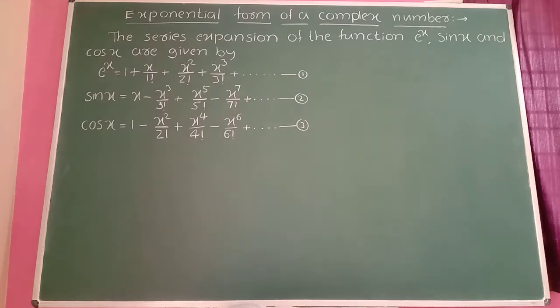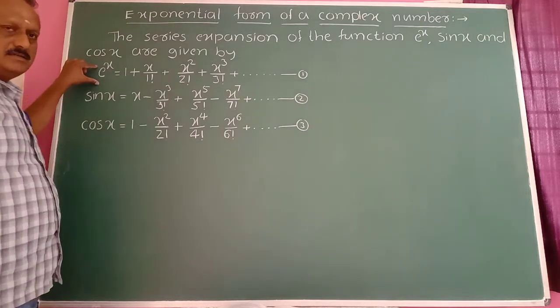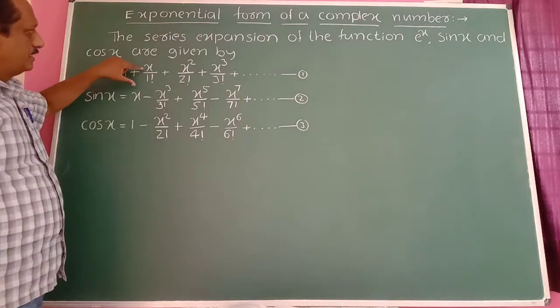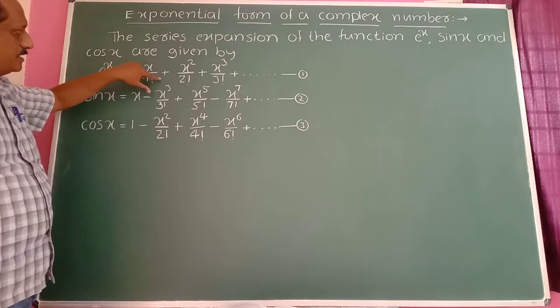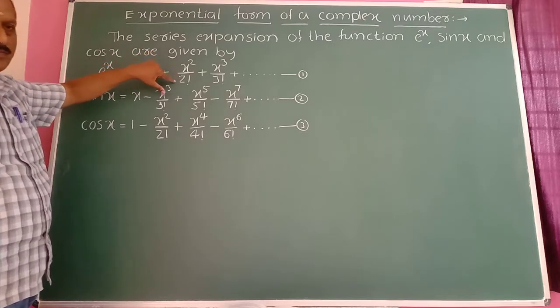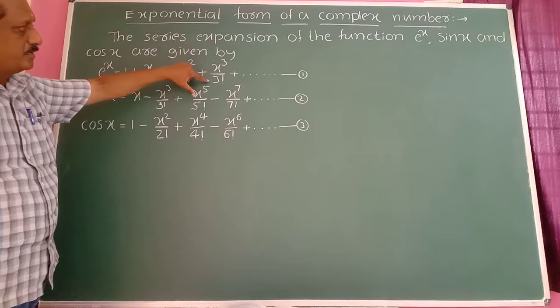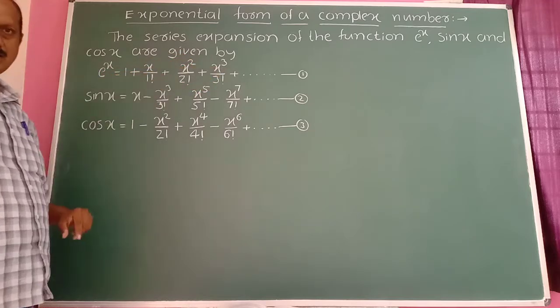So, the exponential form of a complex number. These are the standard series. The series expansions of the functions e raised to x, sin x and cos x are given as follows. e raised to x is the series 1 plus x upon 1 factorial plus x square divided by 2 factorial plus x cube upon 3 factorial and so on.